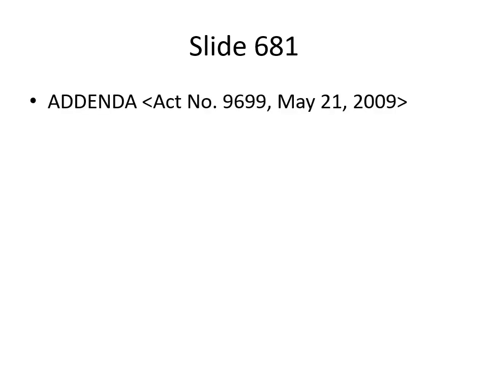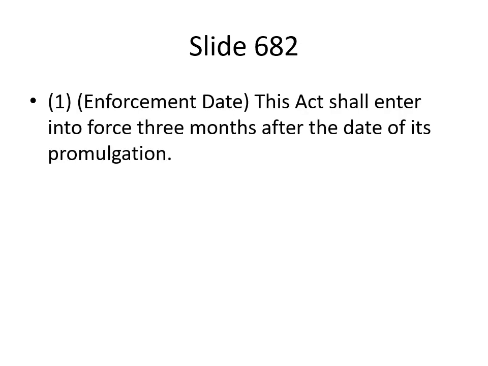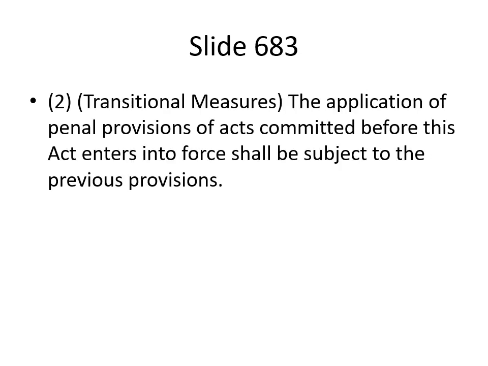Addenda, Act No. 9699, May 21, 2009. 1. Enforcement date. This Act shall enter into force 3 months after the date of its promulgation. 2. Transitional measures. The application of penal provisions of acts committed before this Act enters into force shall be subject to the previous provisions.